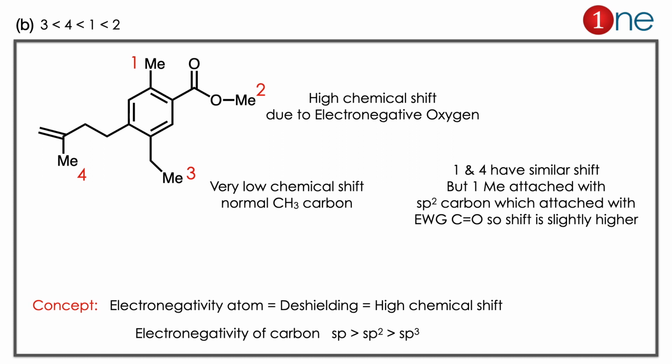Third will be the least one. Then will come 4, and higher will be 1, and very high will be the second one. Here the concept you have to learn is that a more electronegative atom creates deshielding, so the chemical shift will be higher there. Then you have to know the electronegativity of carbon. An sp carbon has more s character, so it has higher electronegativity and a higher chemical shift. Then will come sp2, and sp3 will be the normal one.